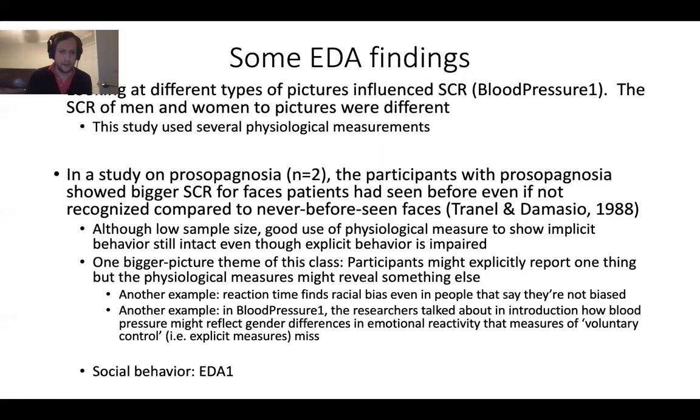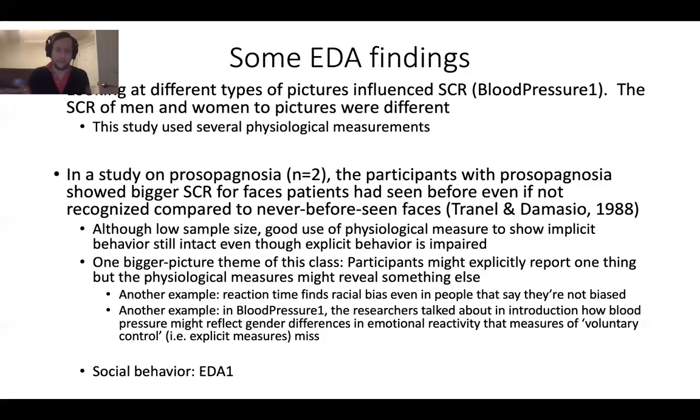Another example comes from blood pressure 1. And this is just something they mentioned in passing in the introduction. They suggested that blood pressure might reflect gender differences in emotional reactivity, that if you just ask people to make an explicit response about their response to something emotionally, the explicit or self-report measures might not show differences between men and women. But if you're actually looking at physiological measures, sometimes the physiology will show detectable differences between conditions that will not be detectable if you're using an explicit self-report measure.